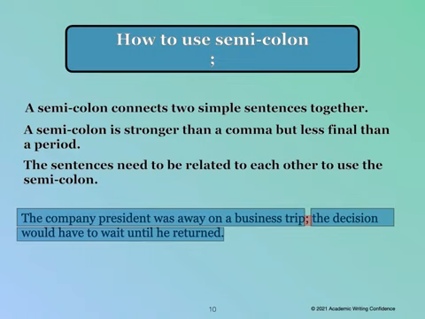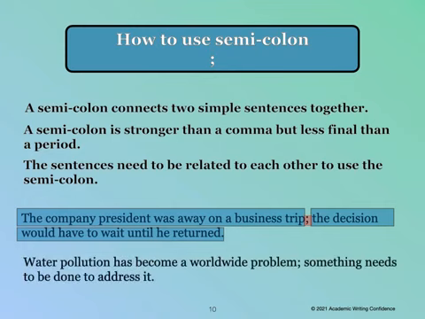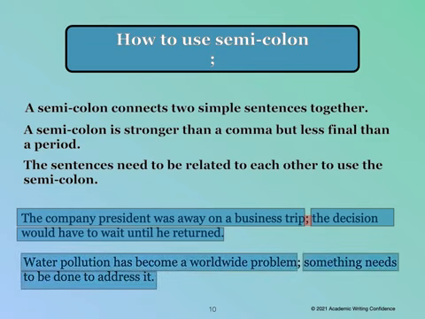Now, earlier we said do not connect two sentences with a comma, but using a semicolon is one way to connect two related simple sentences. Here's one more example. Water pollution has become a worldwide problem; something needs to be done to address it. Again, we have two simple sentences connected by a semicolon.